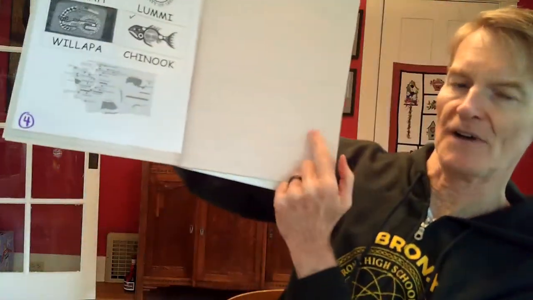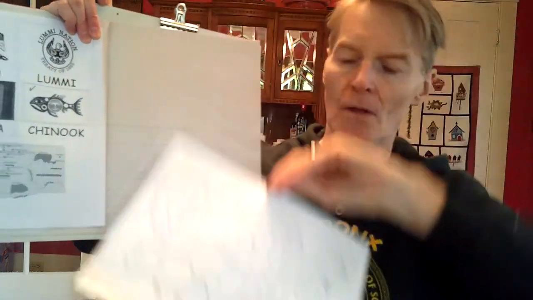Now, on the next page, get this ready. On this page right here, after number 4 comes number 5. Over on this page, we're going to glue this page. It's a map of the states in the United States of America.